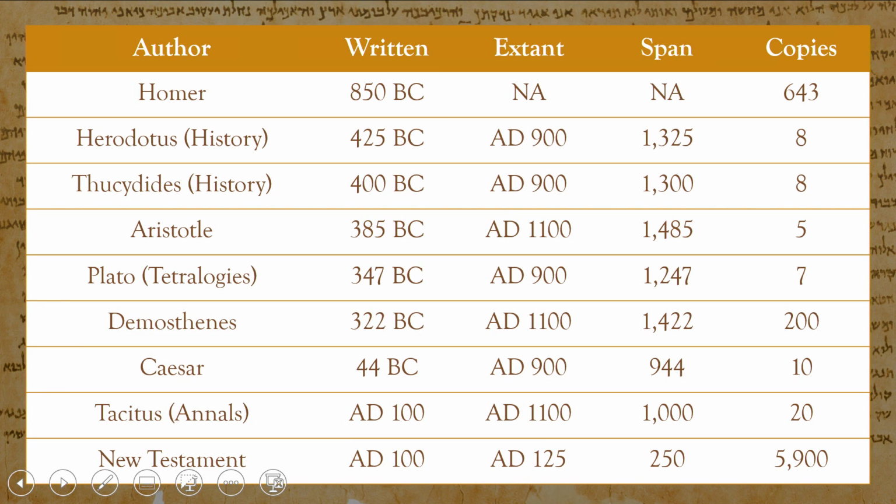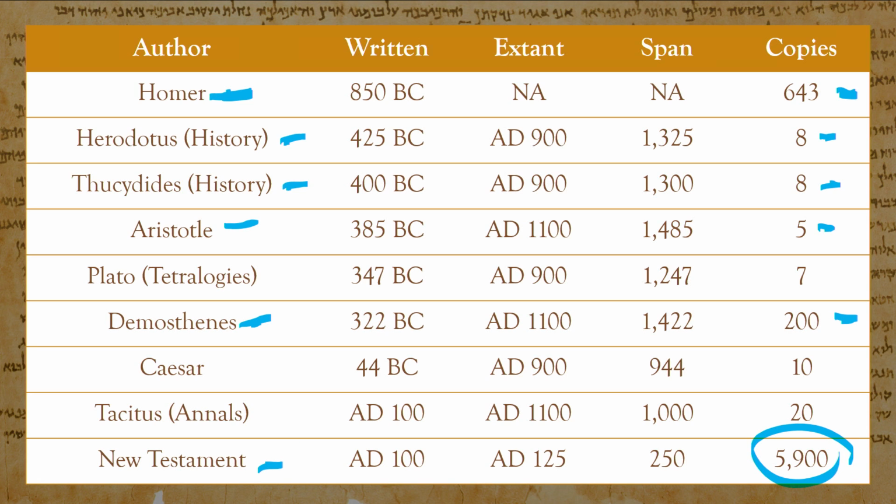Here's a comparison of a lot of other ancient Greek literature. So we have, for example, Homer up here. It was written about 850 BC. There's 643 copies extant, or that survive today. Herodotus, we've got 8 copies. Thucydides, we have 8 copies. Aristotle, we have 5 copies. Demosthenes, we have 200 copies. That's pretty good. But then we get to the New Testament, it's just like, what?